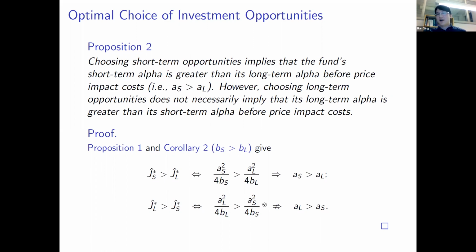But that's not the case for a fund choosing long-term investment opportunity. From this expression, you will know the fund chooses long-term opportunity either because BL is smaller than BS, or because AL is larger than AS. Assuming that for one fund the opportunity of investing in long-term and the opportunity of investing in short-term have the same alpha, because the cost of investing in longer-term opportunity is lower than the cost of investing in short-term opportunity, the fund will choose the long-term opportunity. So it's entirely possible, and maybe in most cases, that the fund chooses long-term opportunity because of the lower cost, instead of the higher alpha. That tells you the difference between the value-added measure and the alpha measure, because the value-added measure takes the price impact cost into account.